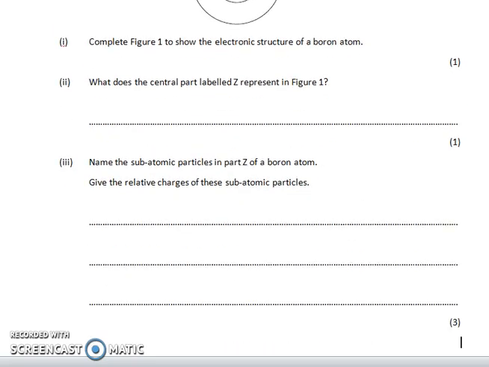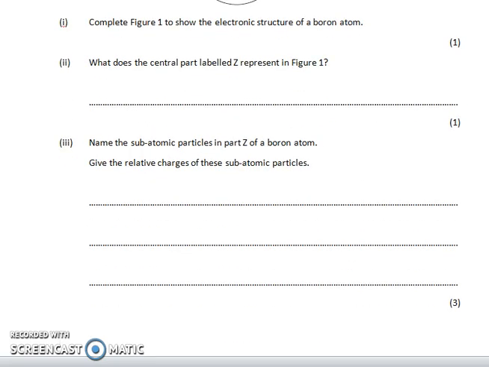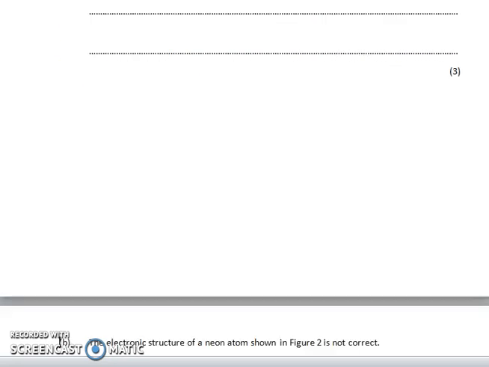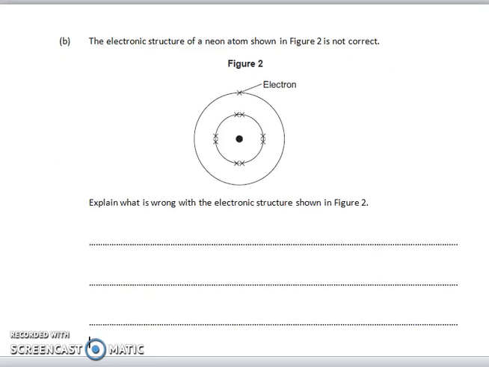For part 3, you get a mark for saying protons and neutrons, and you will also then get a mark for giving the relative charges. So neutrons have got a charge of 0 or a neutral, and protons are positive. If you start writing about electrons, you're going to start subtracting marks from yourselves here, because it is not asking about electrons, it's asking what's in part Z. That might be why you've got less marks than you might have expected.